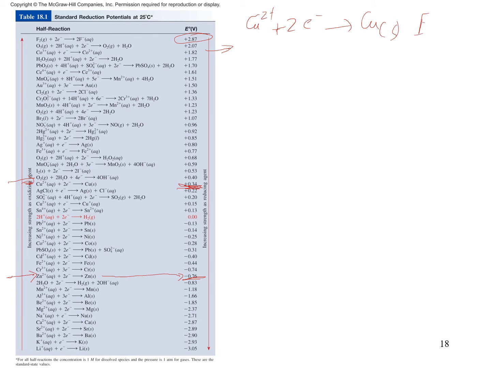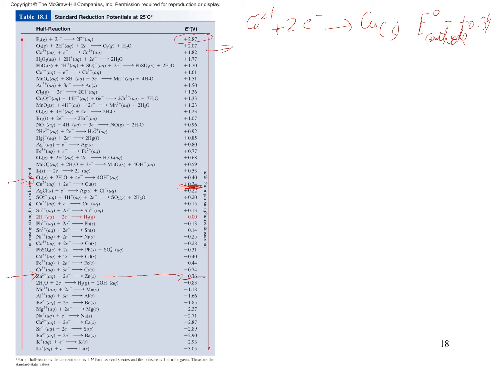This would be my reduction reaction. And what happens at reduction? Where does it happen? It happens at the cathode. So E naught cathode in this case is going to be equal to plus 0.34, and the unit is volt.